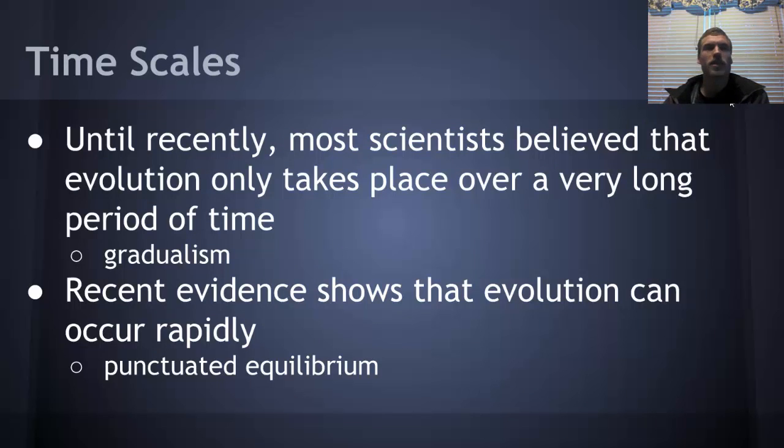Now, when we talk about speciation, until recently, most scientists believed that evolution only took place over a very long period of time. We're talking about tens of millions, hundreds of millions of years, and this is what we call gradualism. However, recent evidence has shown that evolution can occur rapidly on a much shorter time scale, maybe 1 million years, 2 million years, perhaps even less, and we call this punctuated equilibrium.